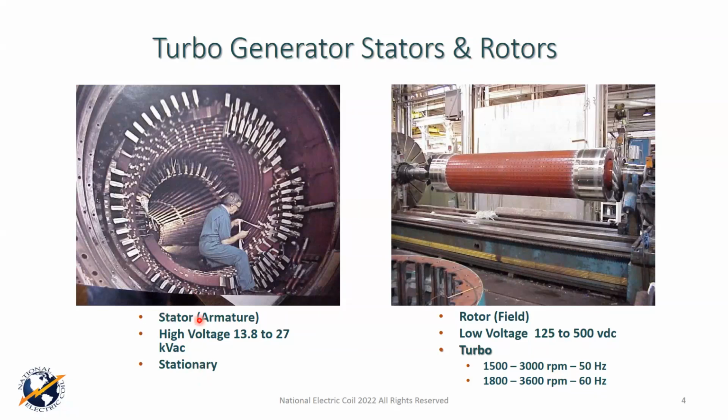We're not talking about a DC armature like on a traction motor. It's this AC armature, and this is traditionally high voltage. In today's world, we're operating most of the generators at 13.8 to 27 kV.